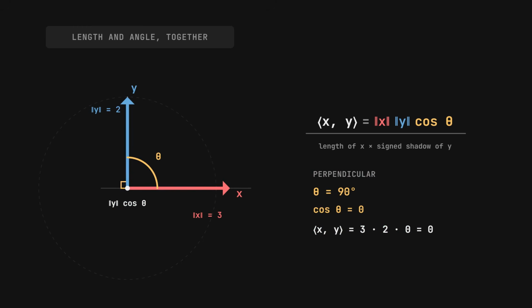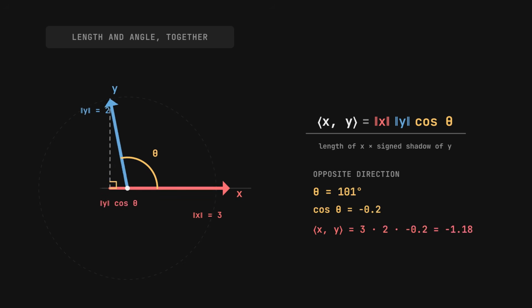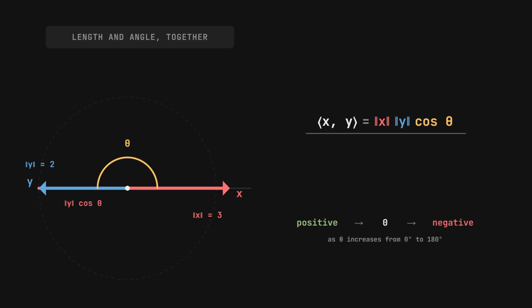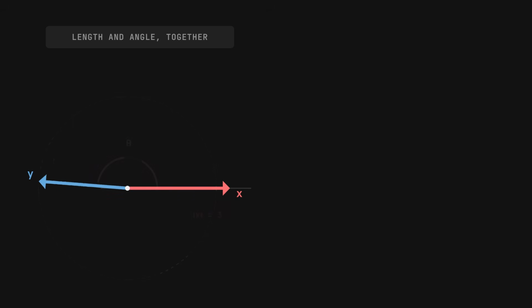Beyond 90 degrees, y points partly against the direction of x, so the inner product becomes negative. At 180 degrees, the vectors point in exactly opposite directions. The sign pattern from before is now explained by the cosine of the angle.